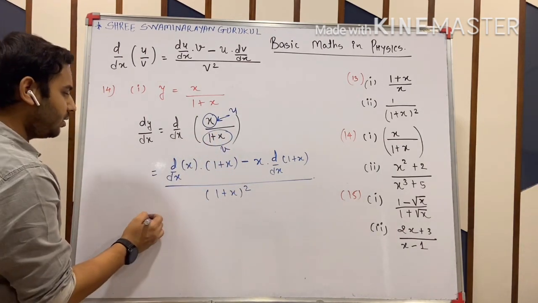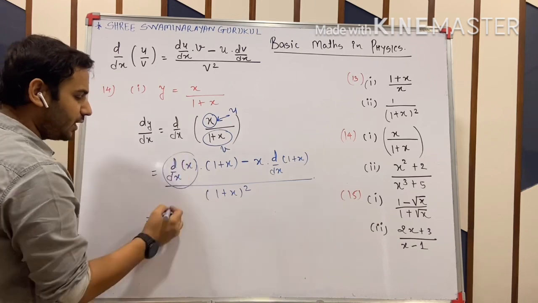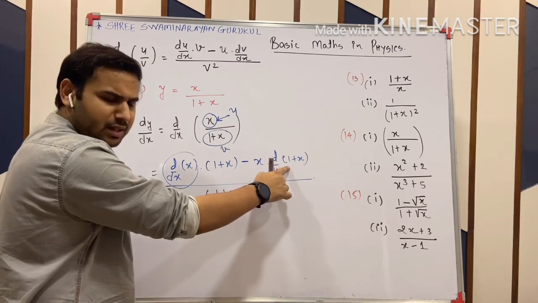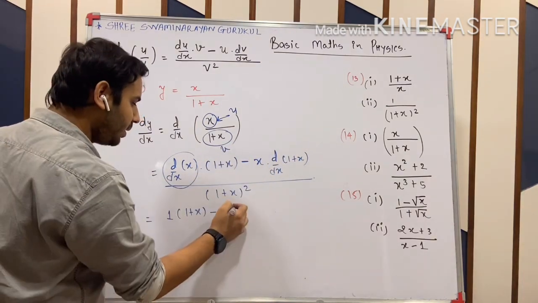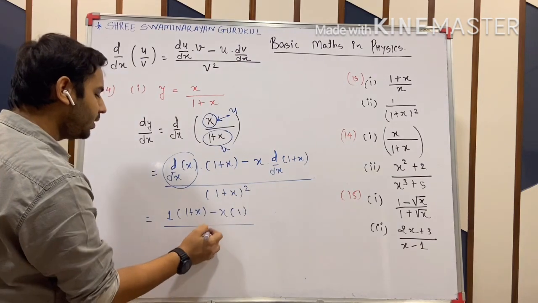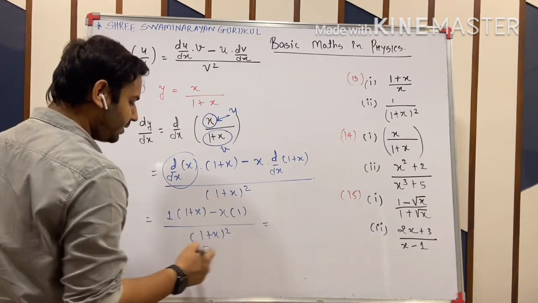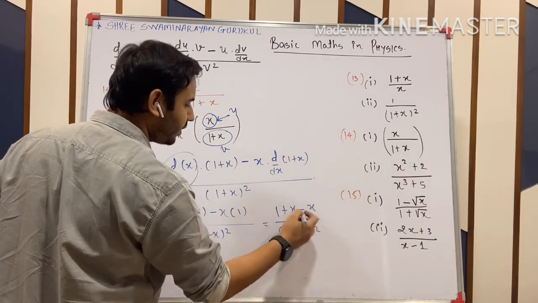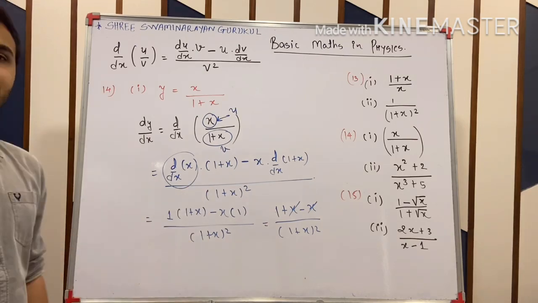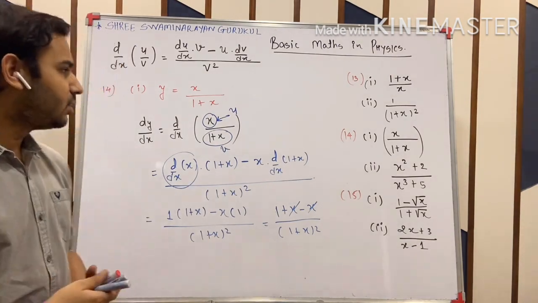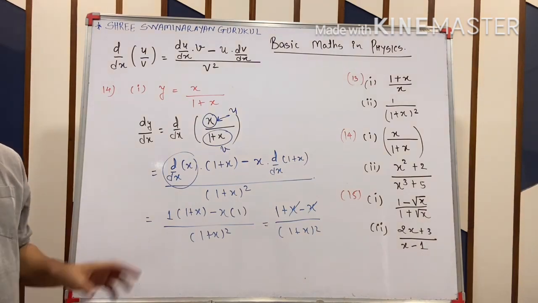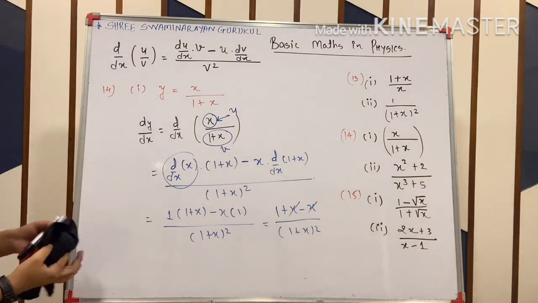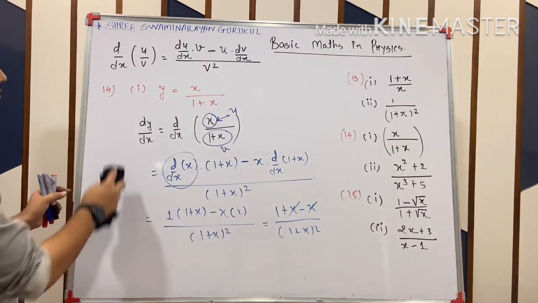Understood? So your final answer is: differentiation of x is 1, 1 plus x as it is, minus x, differentiation of 1 is 0 and of x is 1, so 0 plus 1 will become 1, upon 1 plus x whole square. Your answer is 1 plus x minus x upon 1 plus x whole square. You can cut this x and x. Your answer is 1 upon 1 plus x whole square. Understood? This I did with the use of the division method for differentiation. One more question, this 14th question. Okay, I'll rub this.